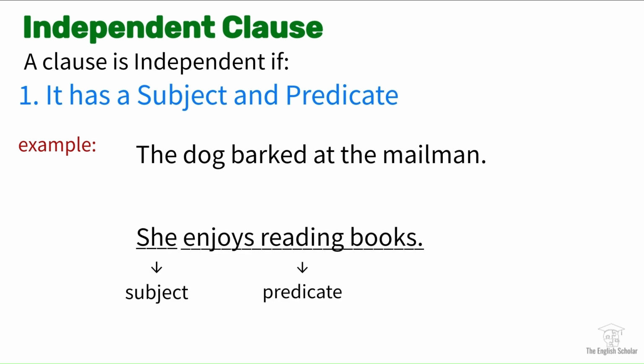Another example, she enjoys reading books. She here is a pronoun, and it is our subject. Enjoys reading books is the predicate. Enjoys is the verb, and reading books is a gerund phrase, and it acts as additional information too. Both of these clauses are independent clauses, and they convey complete thoughts and can function as sentences on their own.